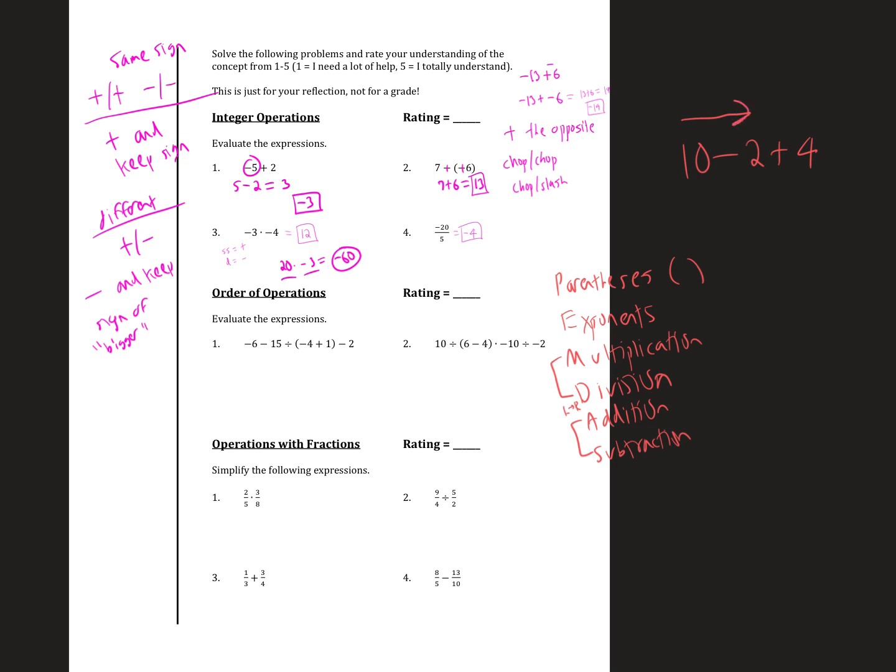go left to right. So what comes first, left to right here? Well, we got 10 minus 2 is going to be 8, and what's 8 plus 4? It's going to be 12. So it's not 10 minus 6, it's 8 plus 4, which is 12. We got different answers there, okay? All right, let's do these here.